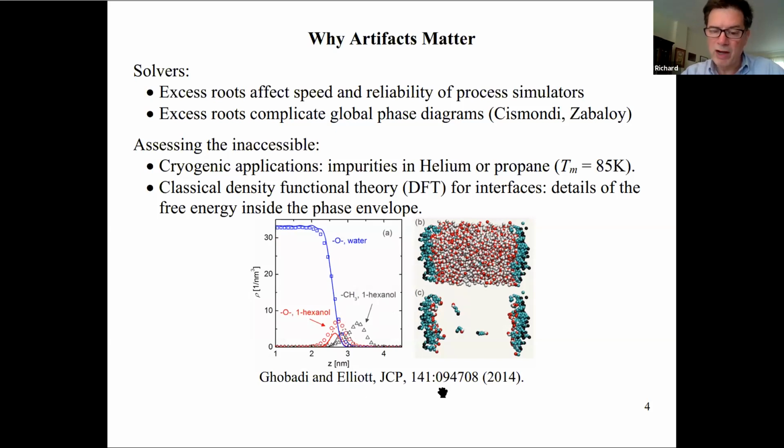We published on it a while ago, and it was a development by Bymaster and Chapman that laid the groundwork for being able to do that. So you can see that our lines are the theory and the points are the simulations, and we do get those two different density profiles.